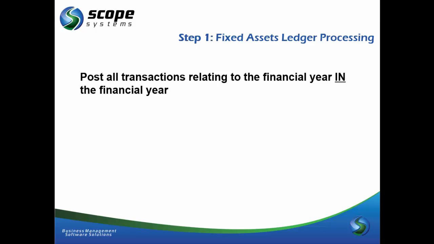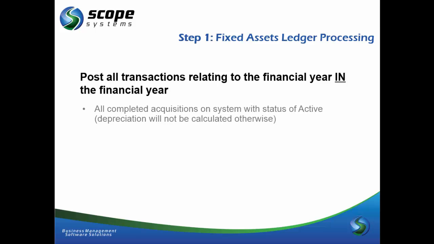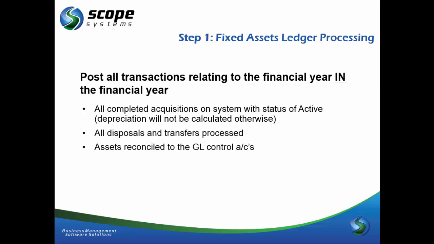Step 1. Fixed assets ledger processing. Post all transactions relating to the financial year in the financial year. This entails all completed acquisitions on the system with status of active. Depreciation will not be calculated otherwise. All disposals and transfers are processed and assets reconciled to the GL controlled accounts, which must be flagged as type F in the chart of accounts.